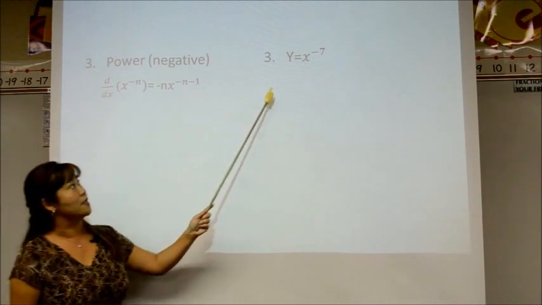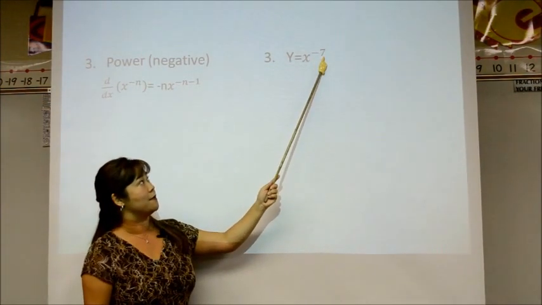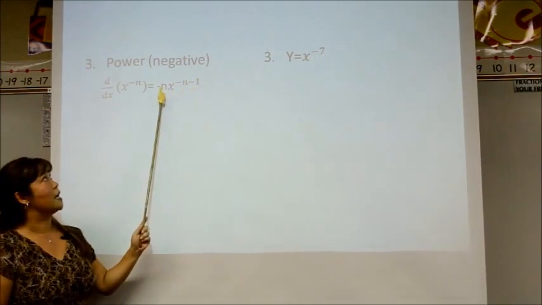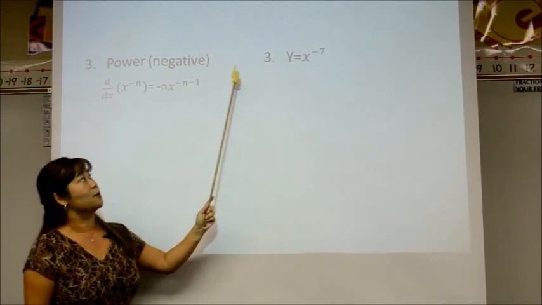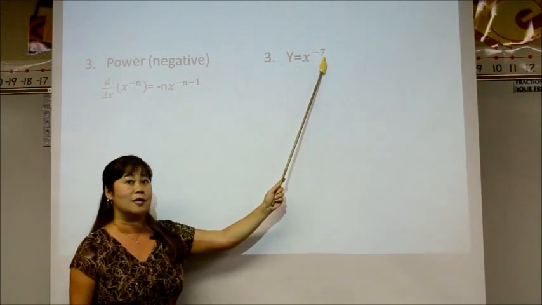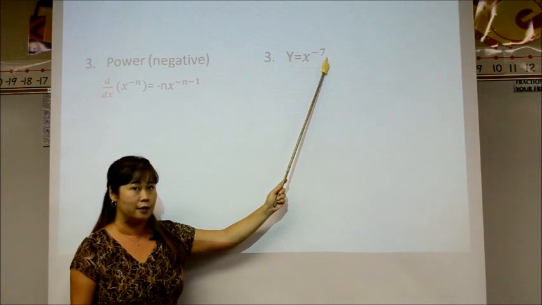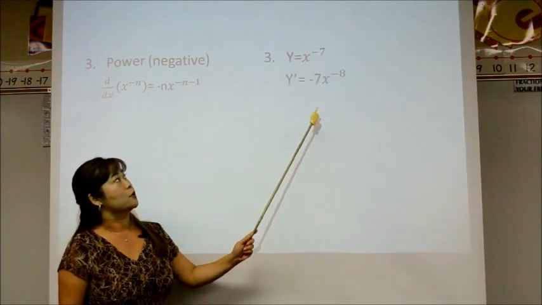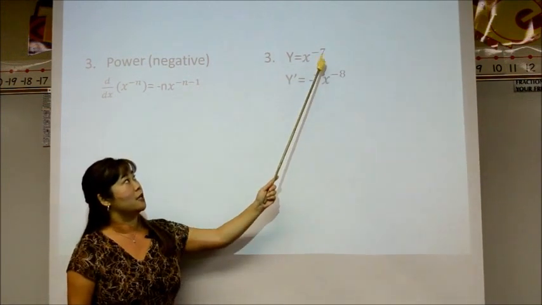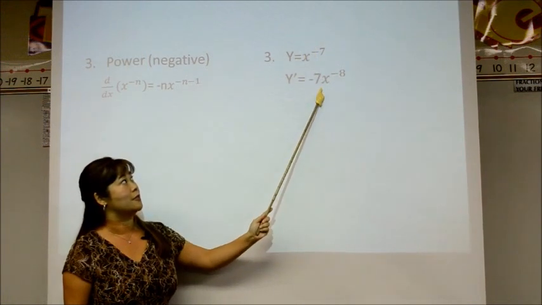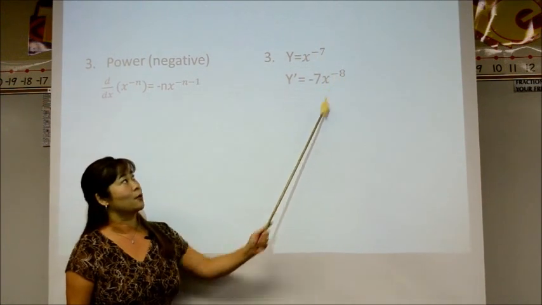Okay? So the example that we have is negative 7 as the exponent. So I'm going to bring it down, just like my n right here, and then I'm going to subtract 1 on this. So negative 7 minus 1 is negative 8. Good. So this is going to give me negative 7 as the constant, because I brought that down, and we have this negative 8. Okay?